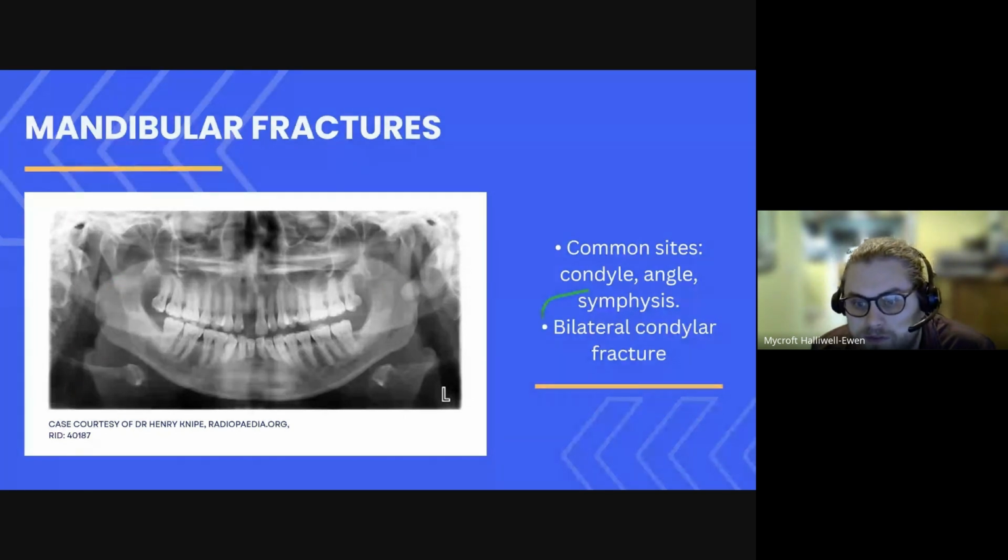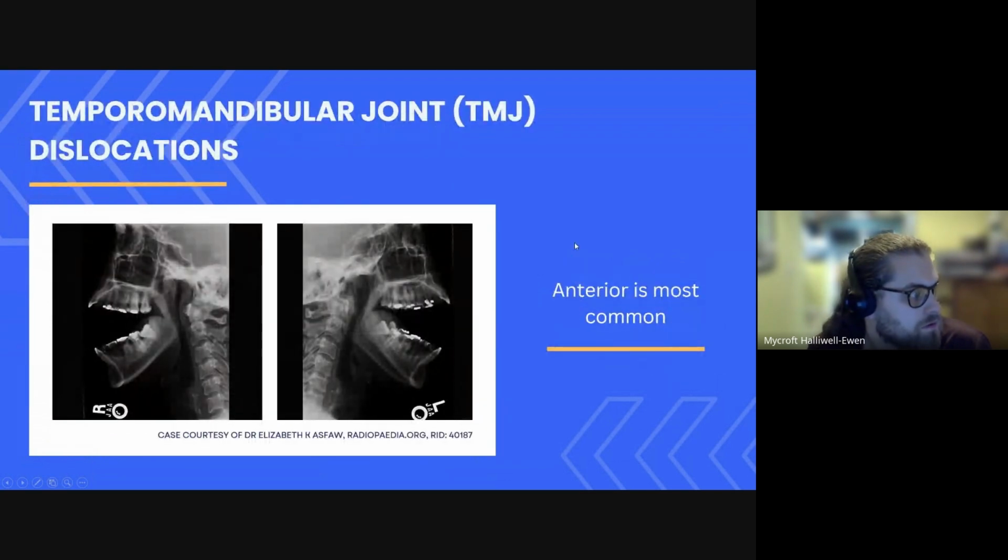Right. It says bilateral condylar fracture. Hard to see here. Right. I could be convinced. I must admit, CT has very much overtaken in diagnosing a lot of these fractures. Okay. TMJ dislocations.